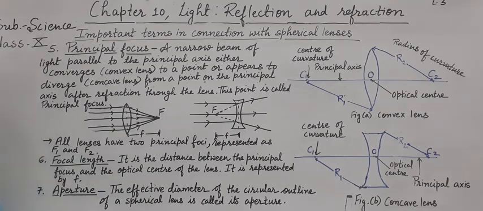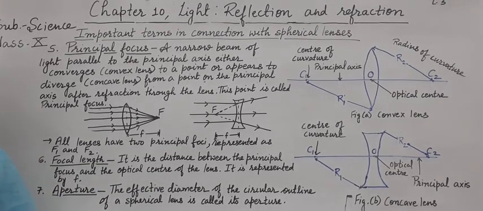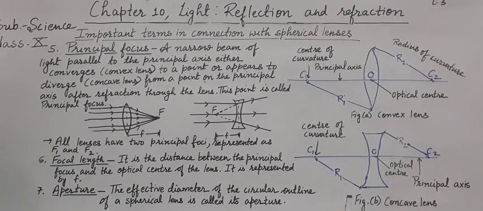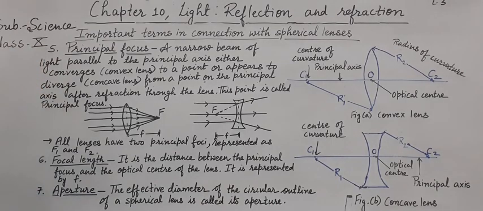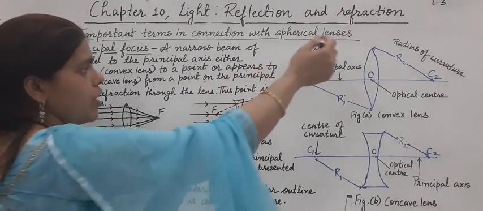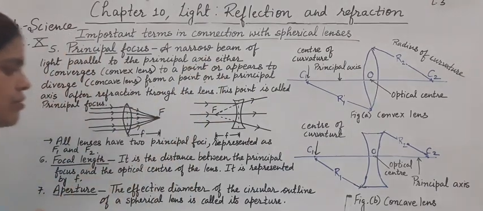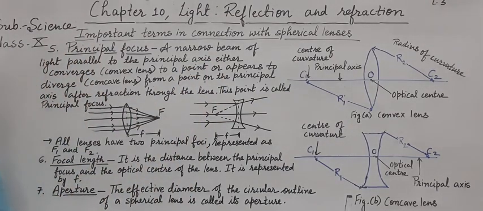Now aperture. The effective diameter of the circular outline of a spherical lens is called its aperture. So the diameter of the circular outline of a spherical lens is called its aperture, the effective diameter of the spherical lens.